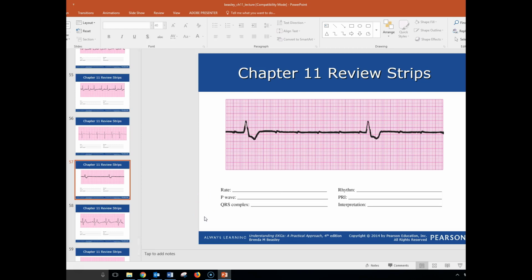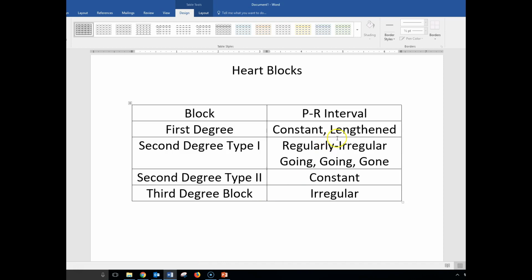Let me go back to my notes. So remember, I've already hit this so many times, but first degree: PR interval is constant and lengthened, greater than 0.20. Second degree type 1 or Wenckebach: regularly irregular, so it's going, going, gone. The key is, that's irregular, but it's regularly irregular. Second degree type 2: you have a PR interval that's constant. Third degree is just all over the place and chaotic.